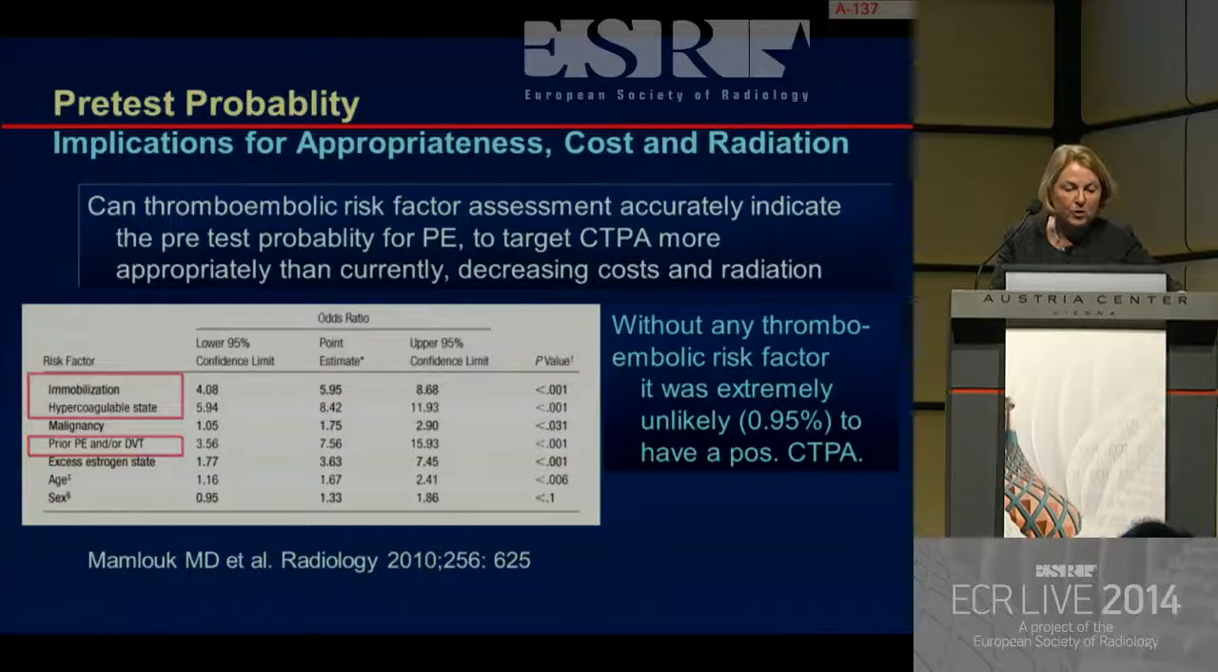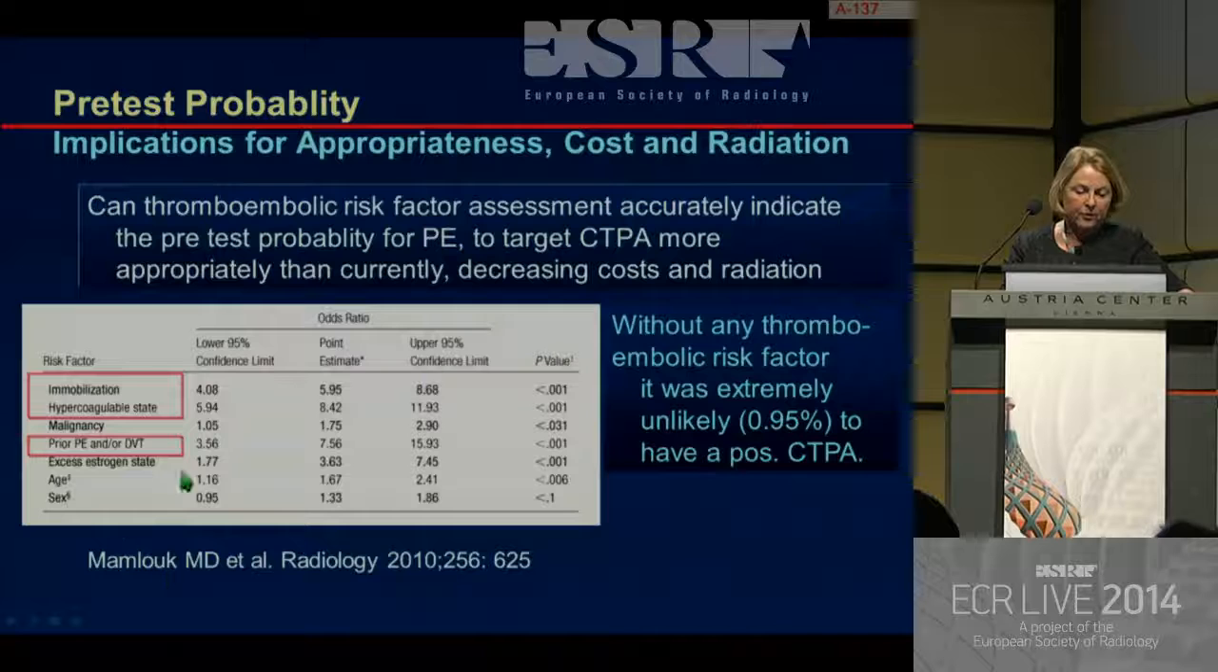And we have to ask ourselves, or better not ourselves, but actually the clinicians, whether it is not possible to assess more appropriately and more accurately the pre-test probability. And this was a study using different risk factors for thromboembolic disease to find out whether these can be used to target CTPA more appropriately than currently done to decrease the costs and thus also the radiation.